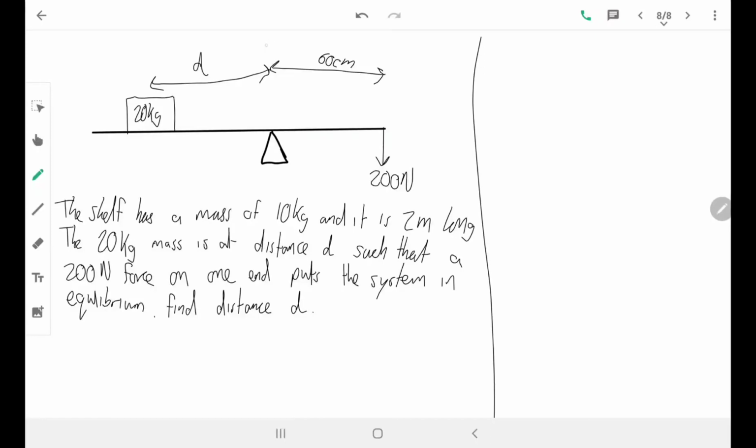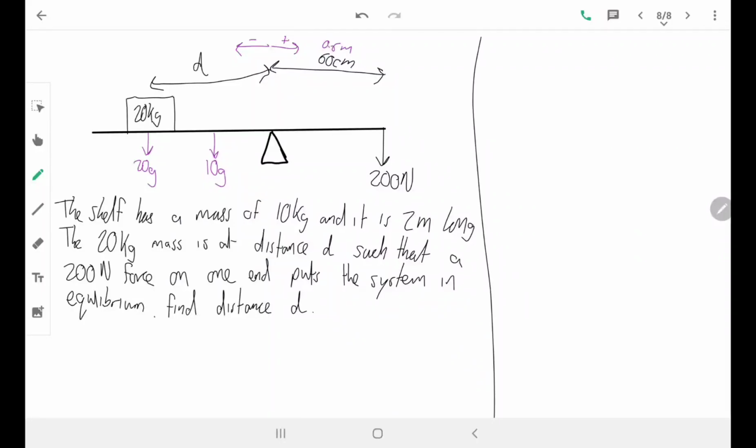Well, first of all, I'm going to define which way is positive and which way is negative. I'm going to say this way is negative and this way is positive, may as well. And we need to convert the 60 centimeters into meters. So that's 0.6 meters. And we also need to look at this force here. So this has got a mass of 20 kilograms, but its force or its weight is 20 G, or 20 times 9.8. We also have the shelf, and the shelf has a mass, and its mass is 10 kilograms. And we need to have a weight of 10 G.